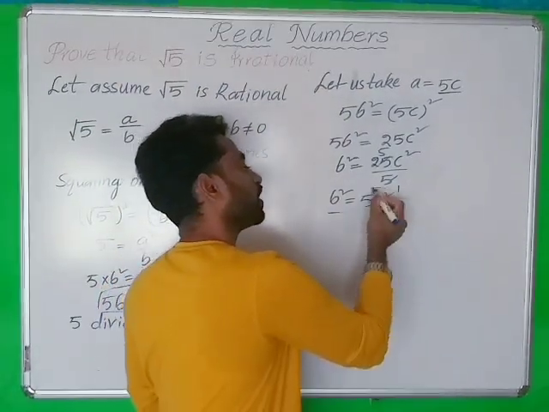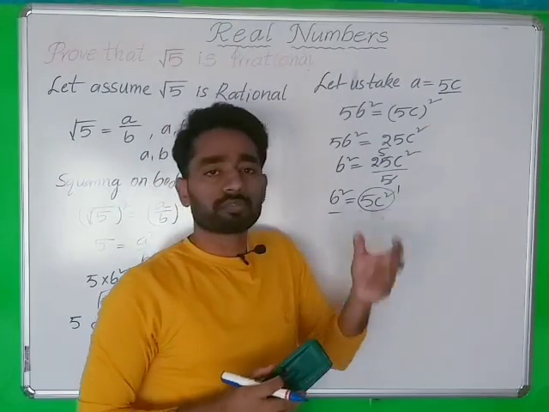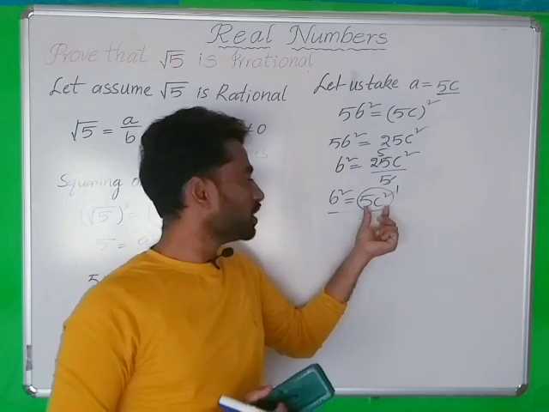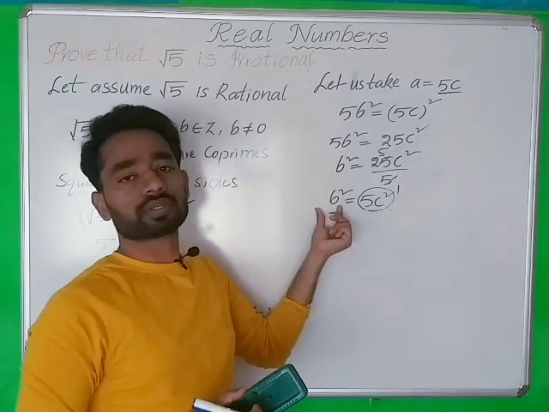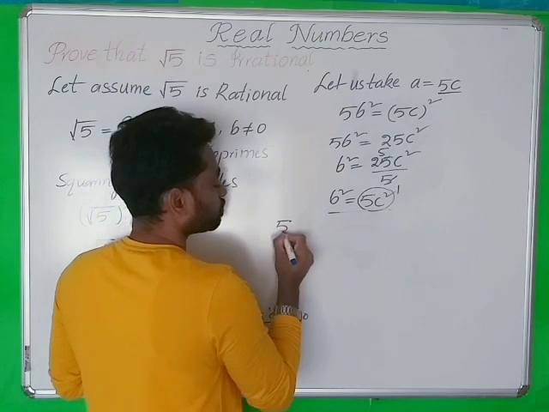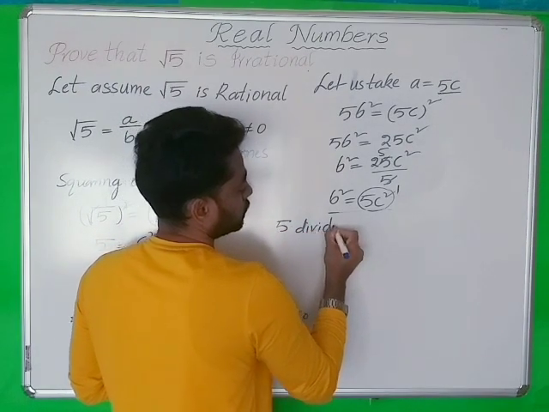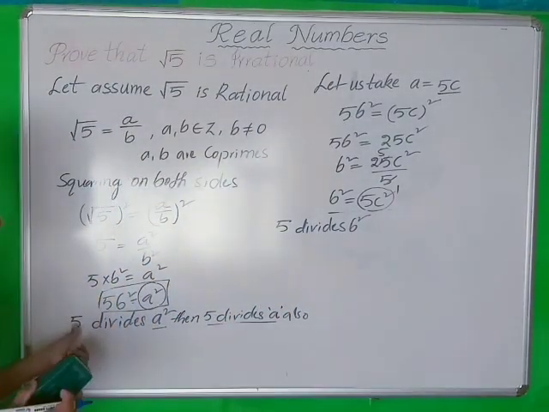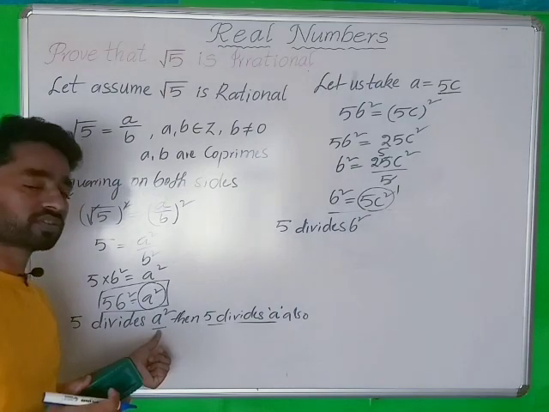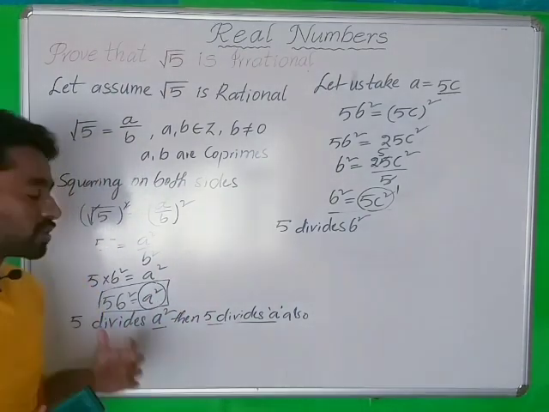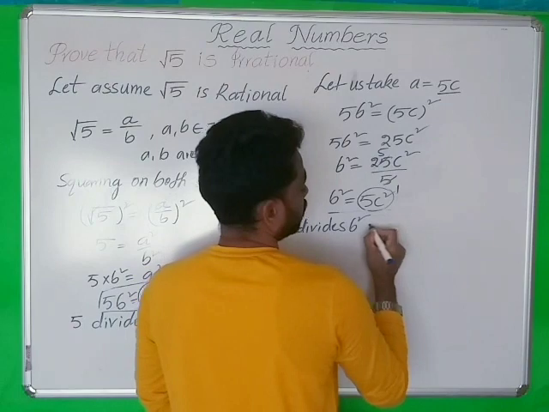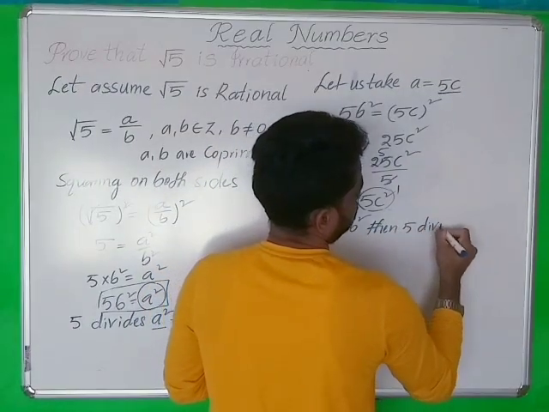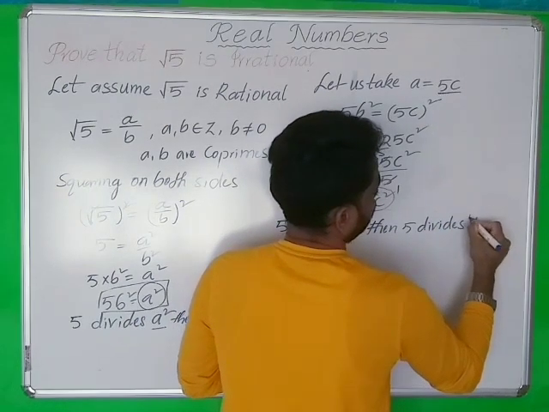Now we can understand 5c square is in the form of a multiple of 5, so it is divisible by 5 exactly. It is divisible, which means here the LHS is also divisible by 5. So now we can write 5 divides b square. We have that theorem already. Just now I told, if a prime number divides any perfect square, then its square root is also divisible by the same prime number. So 5 divides b square, then 5 divides b also.